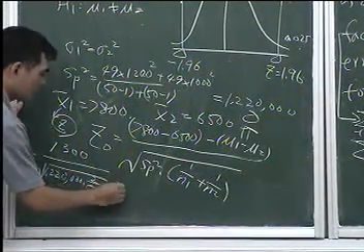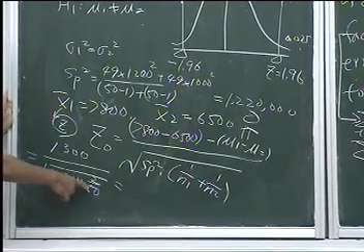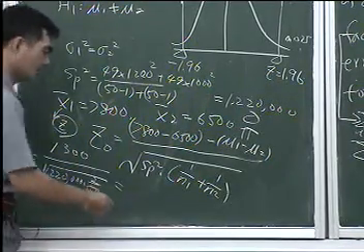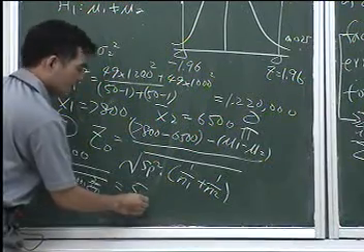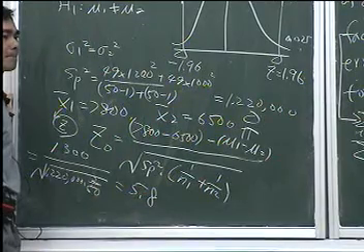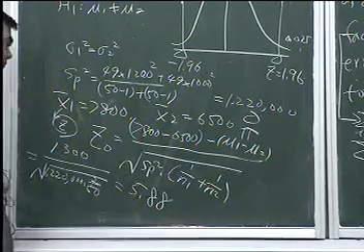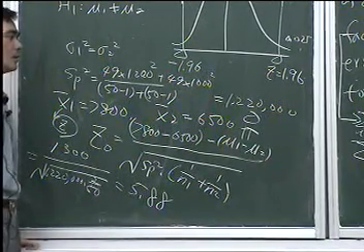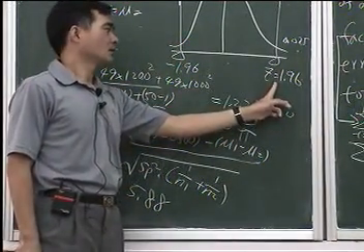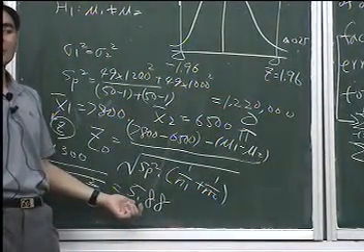So can anyone tell me what's this number? So first you have to calculate this, right? And take the square root and divide it by 1,300. I think it should be something around 5.8. Okay, 5.88. This is going to be 5.88. And in comparison to this one, what do you get? This is only 1.96, right? And this one is much higher than 1.96.